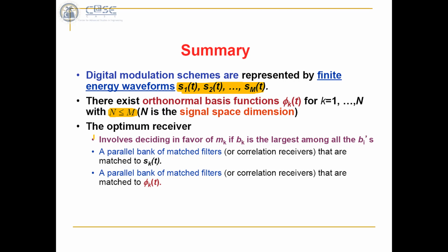So in short, the optimum receiver requires a parallel bank of matched filters or correlator receivers that are matched to Sk of t. And if you use the basis functions as their representation, then you require a parallel bank of matched filters or correlators that match the basis functions, right? And it's best to use the basis functions for the representation, because it reduces the number of branches required at the receiver end, right? So that's the summary of the MAP detector, and we have gone through it using an example, and in the same way you are going to design it in the labs.